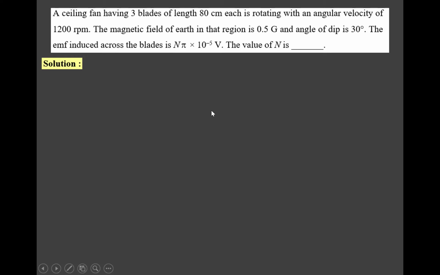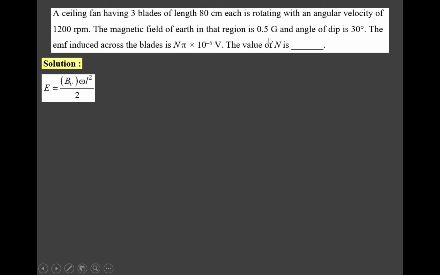Now see here, in theory we studied this thing for the conducting rod rotating in the magnetic field which is perpendicular to the length of the rod. With angular speed omega, the EMF induced, that is B omega L square by 2. Now here the fan is rotating in horizontal plane. So the magnetic field which is perpendicular to it, that is the vertical component of Earth's magnetic field.